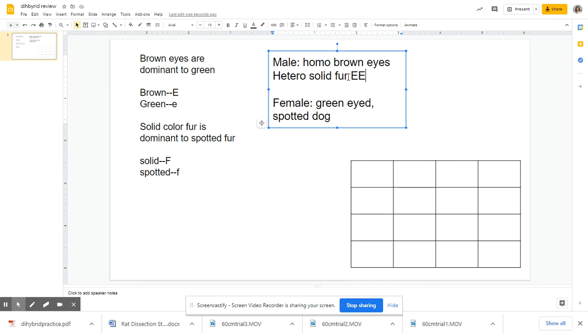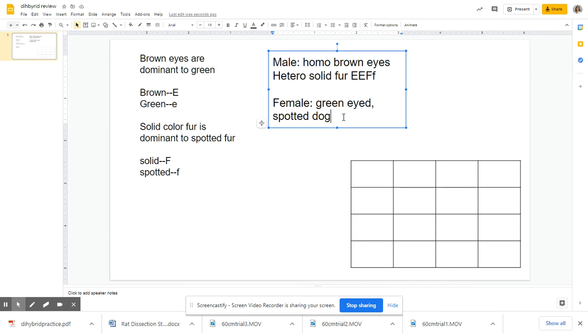The dog is also heterozygous for solid fur. Now, the only genotype you can get if you are heterozygous is a capital and a lowercase. Oops, let me do an F, a capital and a lowercase for the fur. So this is the genotype here for our male dog.